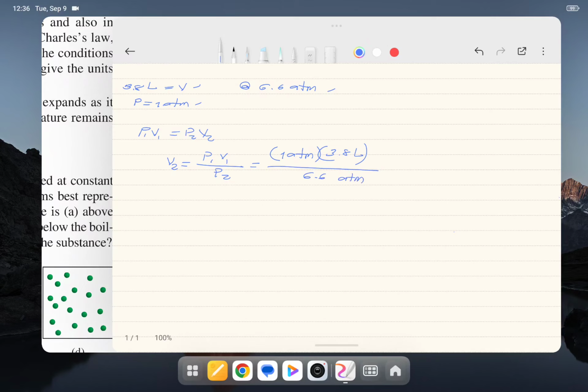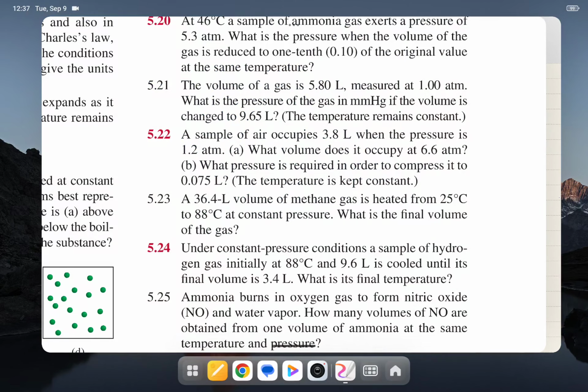So you grab your calculator. And then you will have 3.8 divided by 6.6. That will give you 0.57. In significant figures, that would be 0.58. 0.58 liters. That will be your volume. Okay, so that is for the problem. Maybe we can have another one.